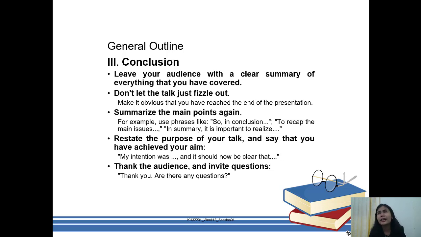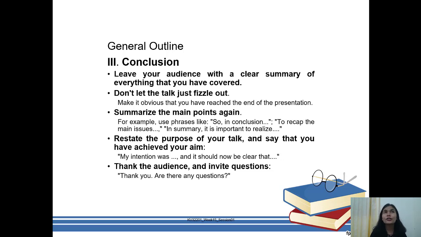So I think it's something like the conclusion in your paper. You can bring that part into the conclusion again. And then after that, thank the audience for their attention, for listening to your presentation. And then it is also important to invite questions at the end of your presentation when it is necessary.